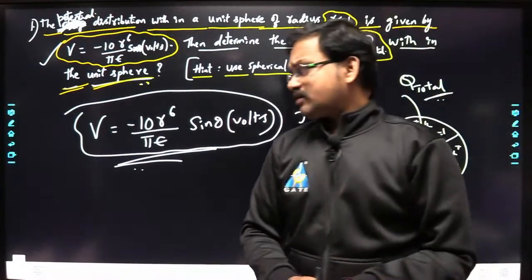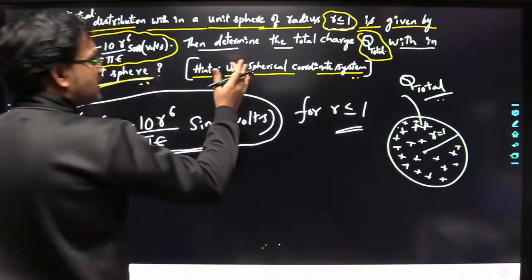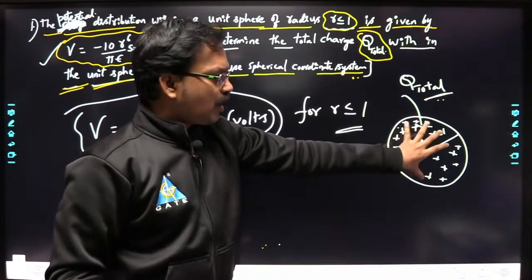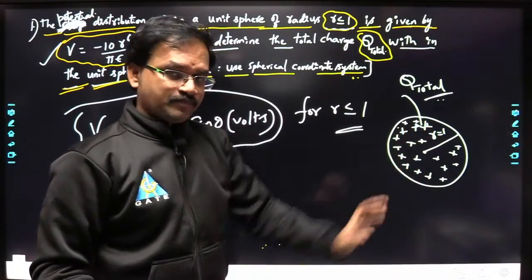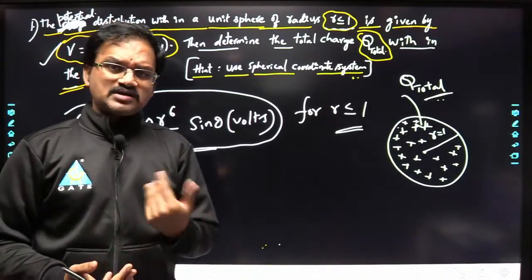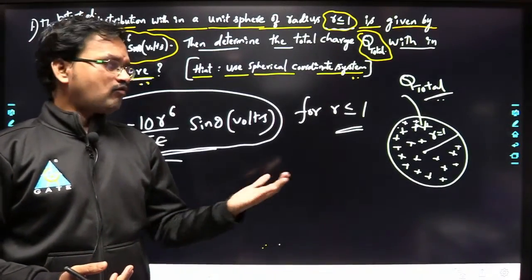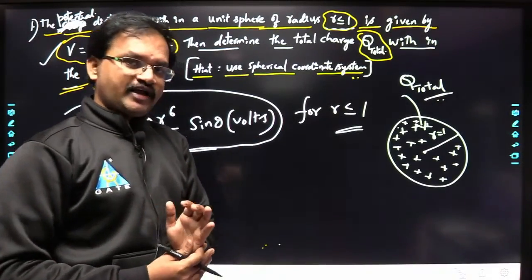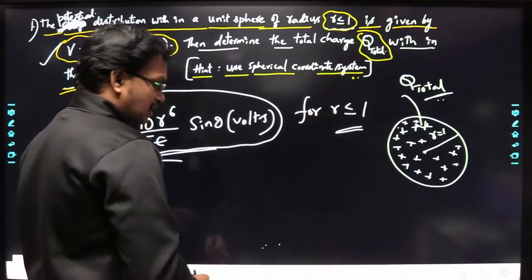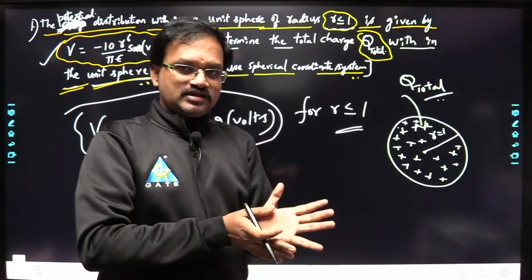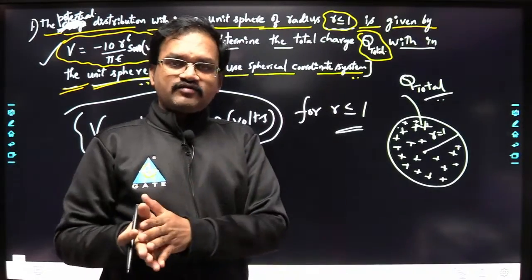Whenever they are asking the total charge that is present within the volume of the sphere, generally what we remember is Gauss law. Immediately what strikes our mind is Gauss law, because Gauss law is going to relate, yes or no? What is Gauss law here? Gauss law is going to relate the electric flux and charge. Yes or no?